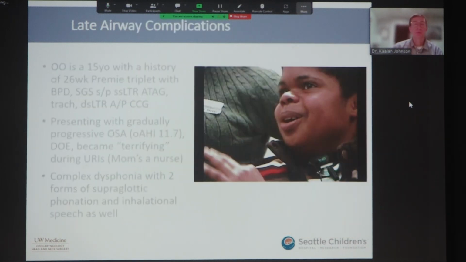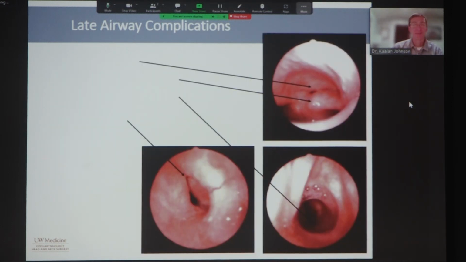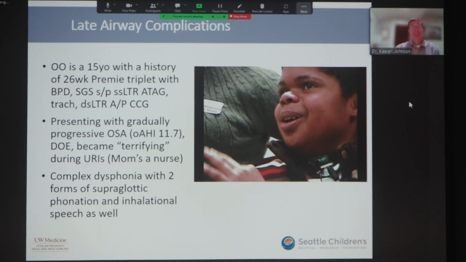I'm going to talk through one more patient. A lot of fun, but when he got sick was terrifying. His mom was an ICU nurse by training, and she couldn't manage him when he got sick because he'd had a single stage LTR with anterior thyroid ala graft and a revision double stage with anterior and posterior costal cartilage grafts. But when he got into his teenage years, he developed basically all three of the most common late airway complications.